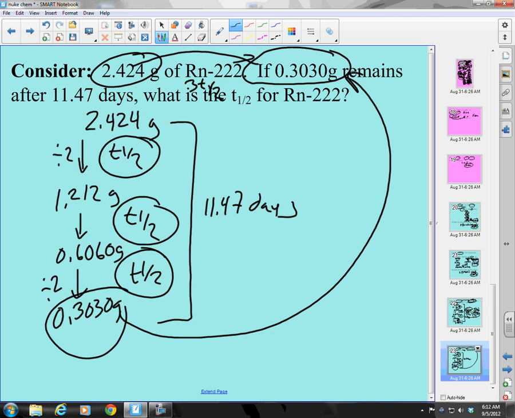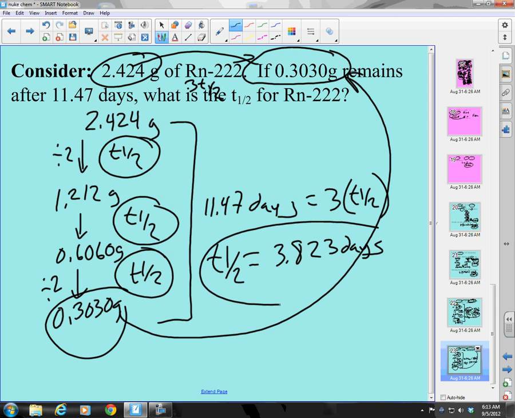And that total is equal to my 11.47, right? So I have 3 half-lives equal 11.47. So what does 1 half-life equal? Well, 11.47 divided by 3, and I get, not that, that's completely wrong. 11.47 divided by 3, and I get, how about 3.823 days.